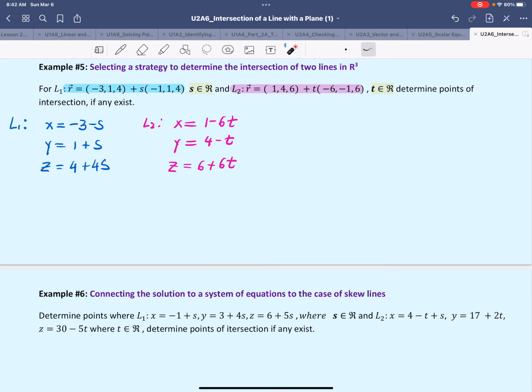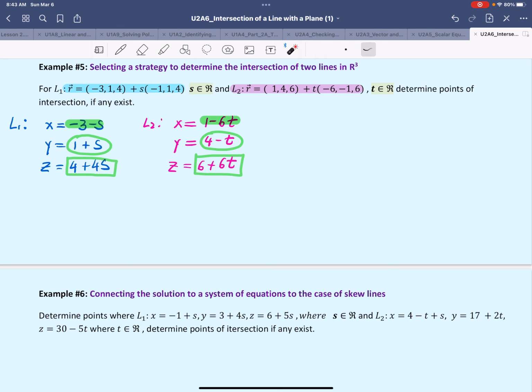So to find a point of intersection means to find the x, y, and z coordinates be the same for both lines. And in order to determine this, then we'll have to find the values of s and t that can make that happen. So we're going to say that since we are looking at two values of x that are the same, it means that -3 minus s must equal 1 minus 6t. It also means that 1 plus s must equal 4 minus t. And it means that 4 plus 4s must equal 6 plus 6t.